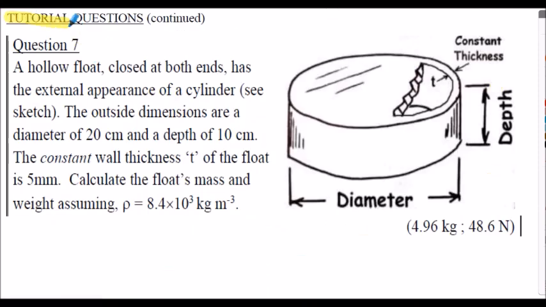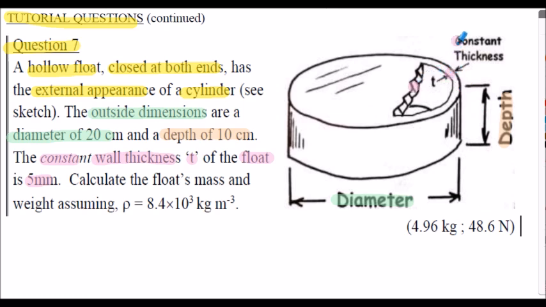Tutorial questions continued. This is question 7. A hollow float, shown in the sketch, is closed at both ends and has an external appearance of a cylinder. The outside dimensions are a diameter of 20 centimeters, so across here that would be 20 centimeters. The depth of the float is 10 centimeters, so this is 10 centimeters. And there is a constant wall thickness of the float of 5 millimeters.